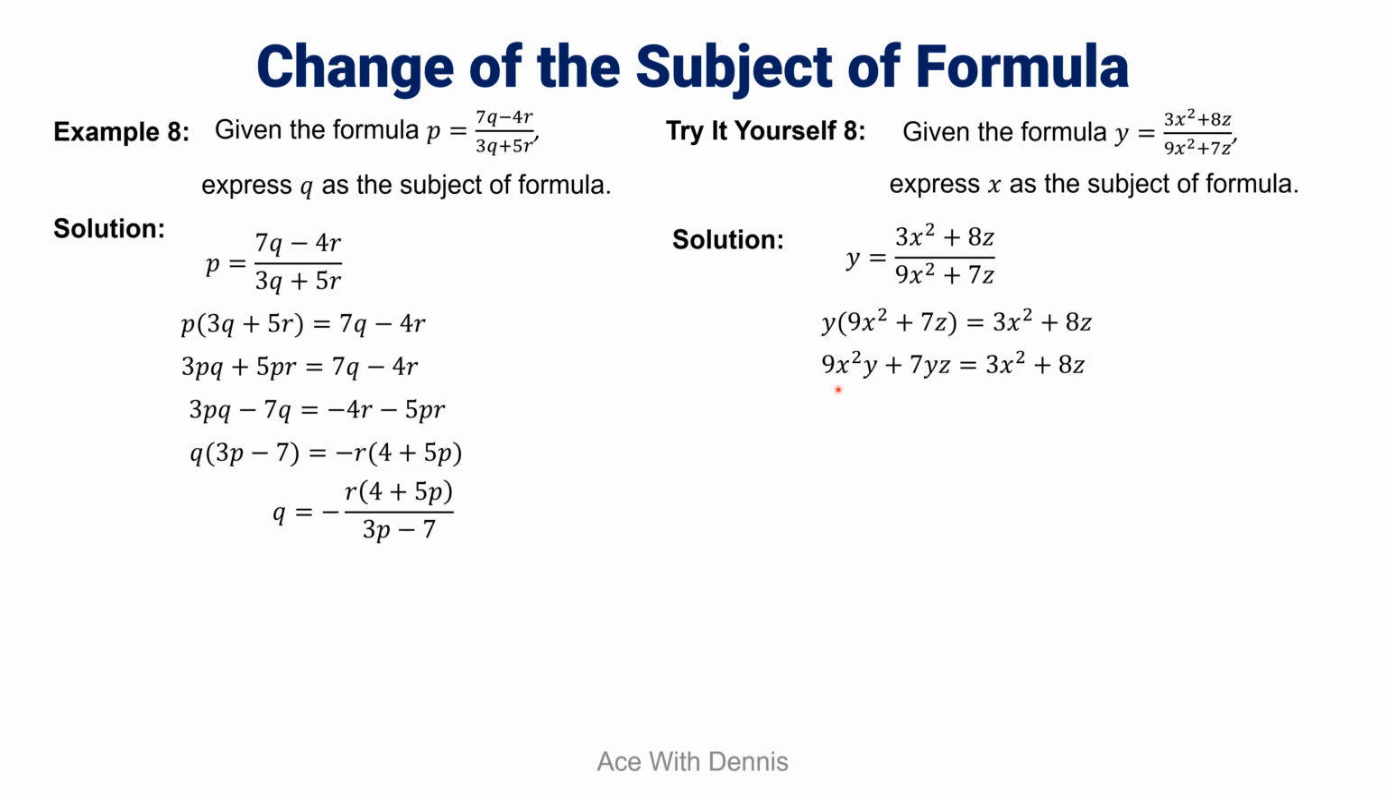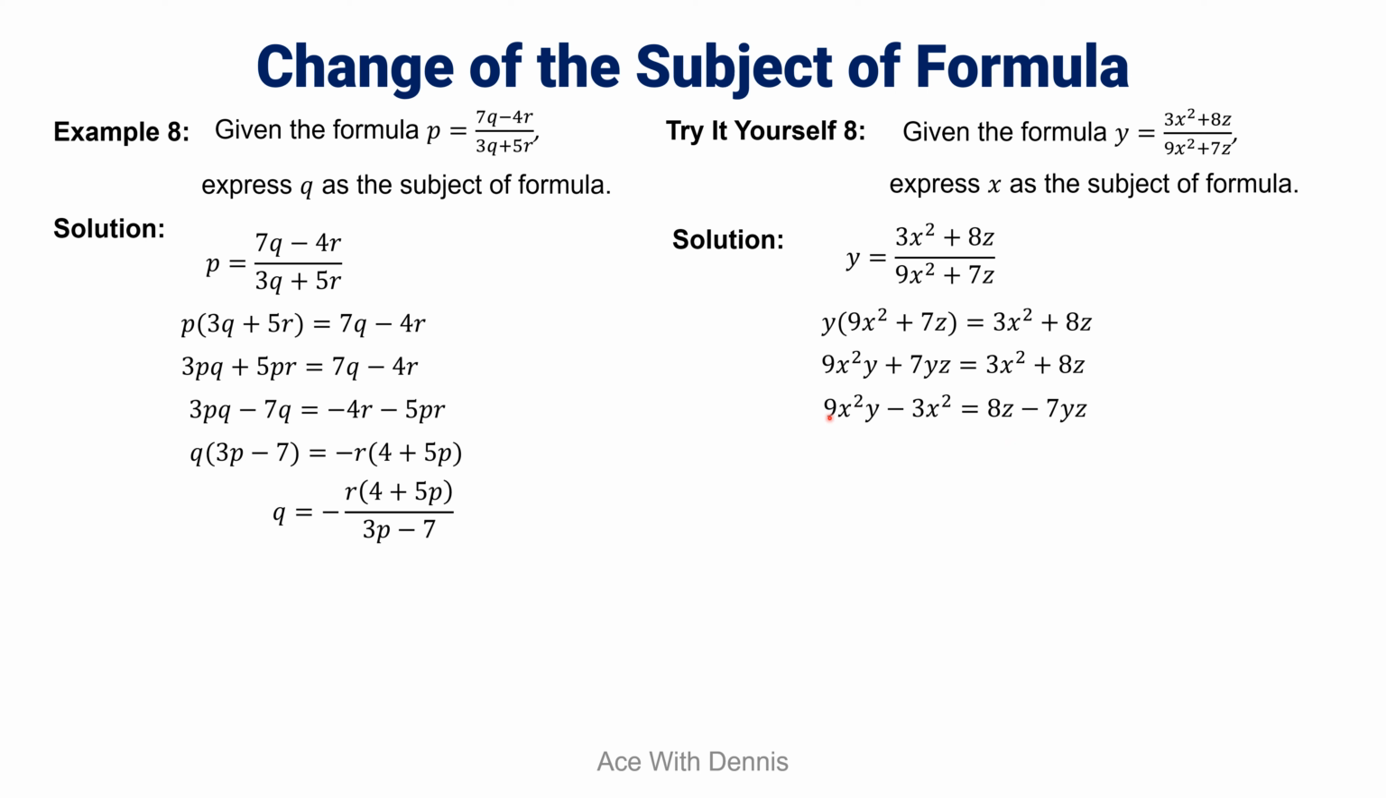I will have 9x²y + 7yz. The expression at the right side, we just copy down. We don't do anything. Now look at these two terms. We have the x squared on the left side and the x squared on the right side. We want to group them to one side, but the 7yz doesn't have the x term, so I have to move it to the right side. So it becomes 9x²y − 3x² equals 8z − 7yz.